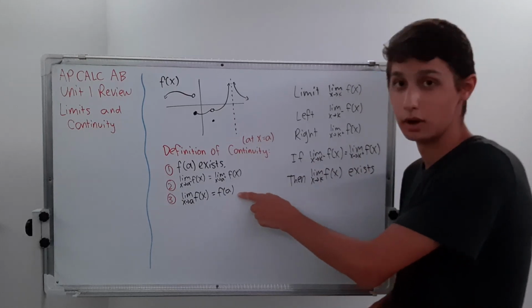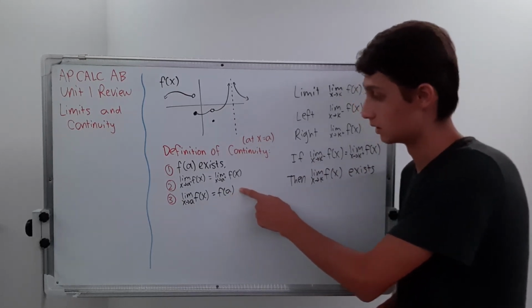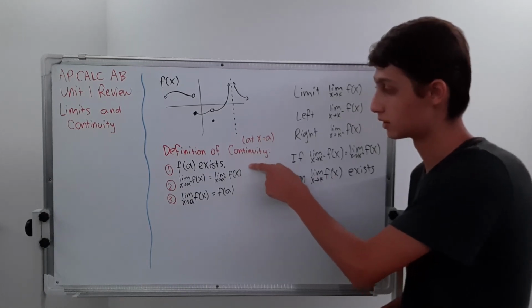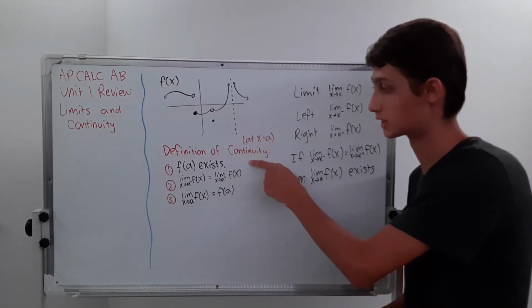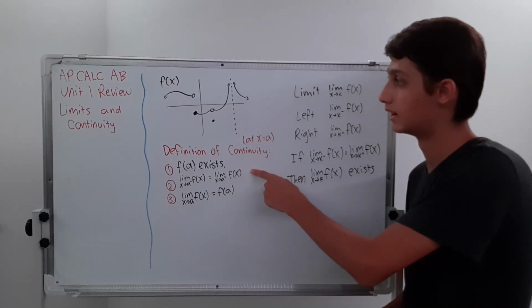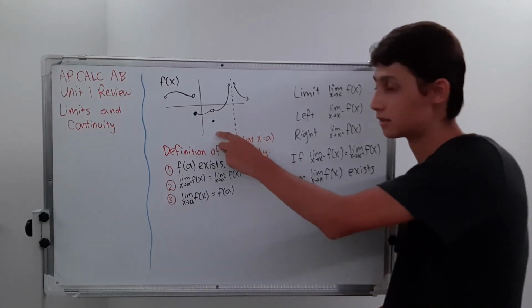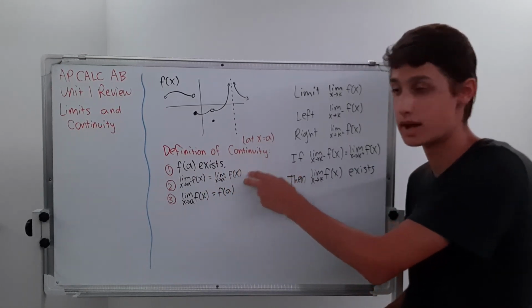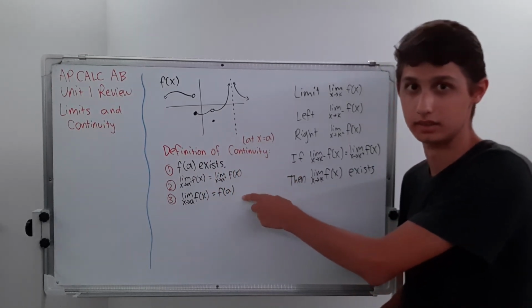And one thing to note is you can't always just go to this, okay? You always look for these two first. You have to look if f of a actually exists, and then if the limit actually exists. And if you know that the function's not continuous, but these two criteria are met, then that's when you default to this third criterion.